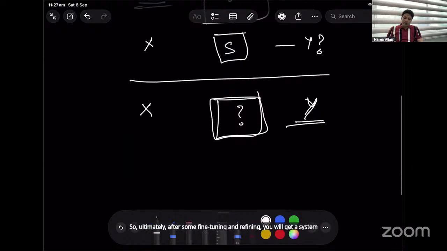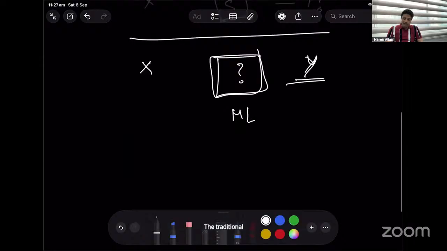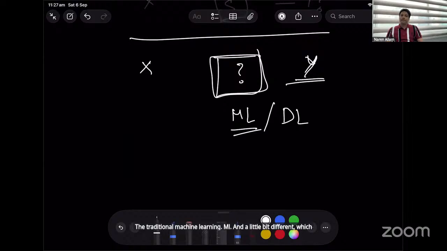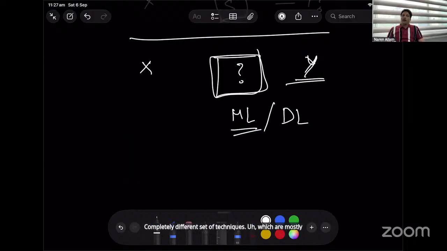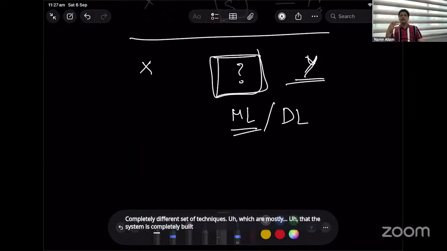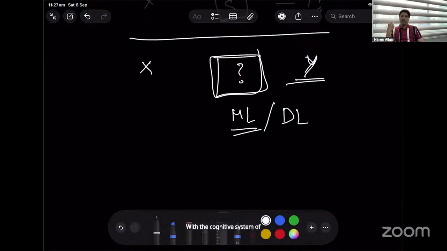This is the traditional machine learning, ML, and a little bit different is deep learning. Deep learning basically uses a completely different set of techniques, where the system is built on the cognitive system of the human brain, the way human brains and neurons work, which are called neural networks.